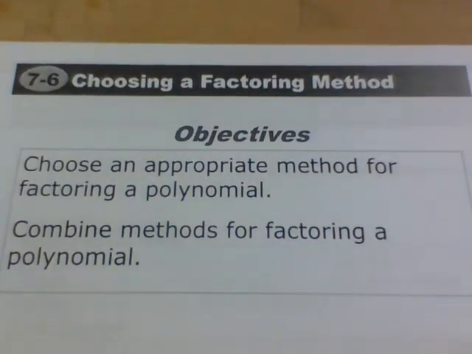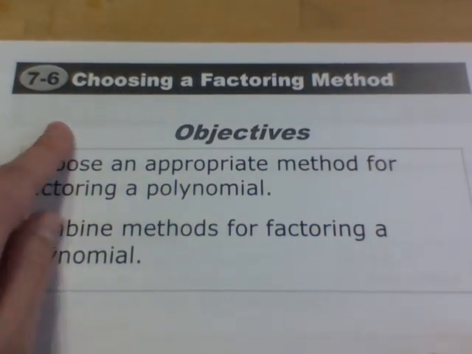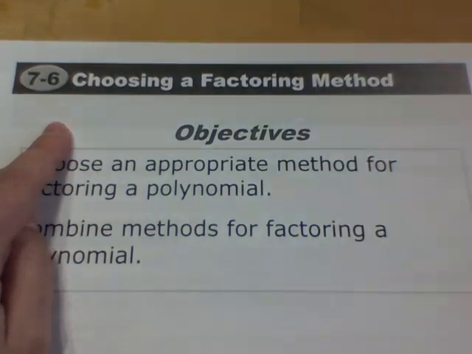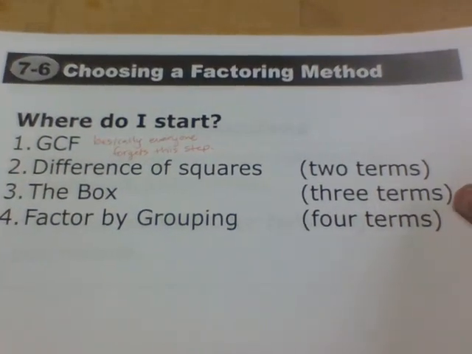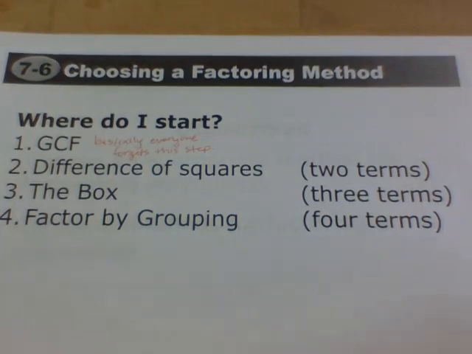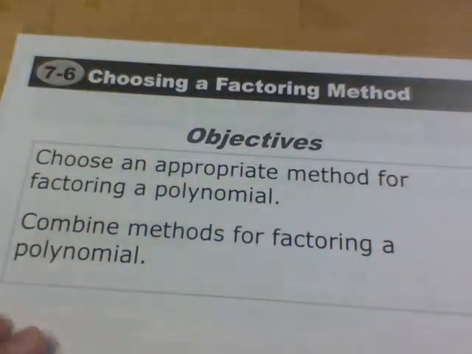All right. So hopefully from that, we've figured out how to choose an appropriate method for factoring a polynomial from 7-6. And then we combine some methods in this process to figure out what the factored completely polynomial is.